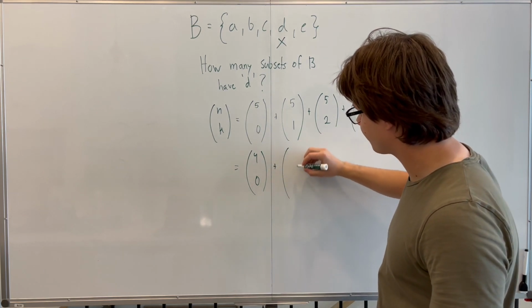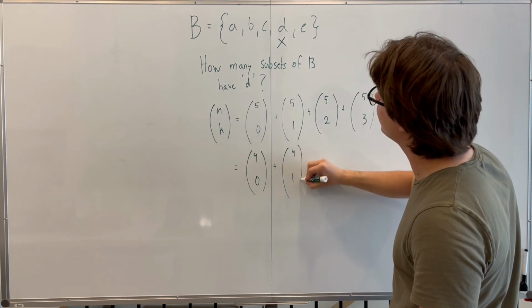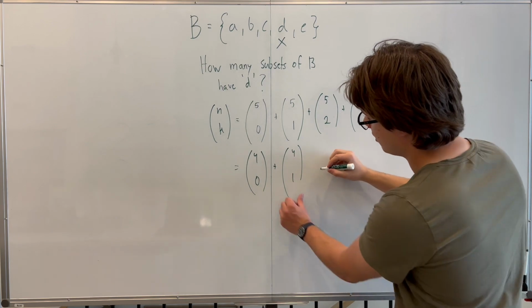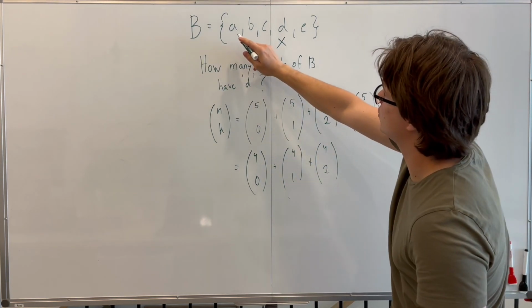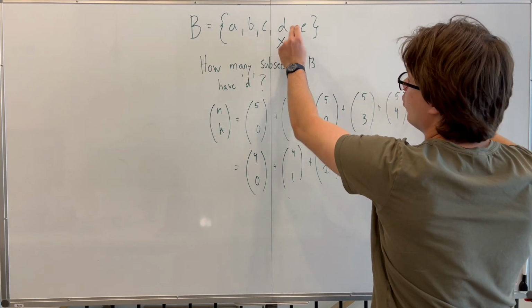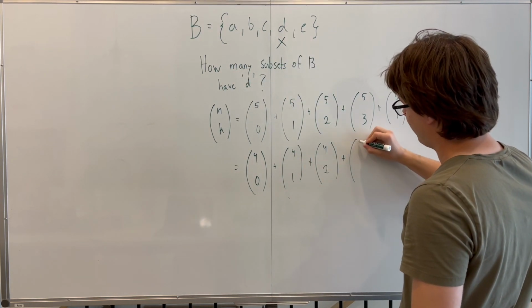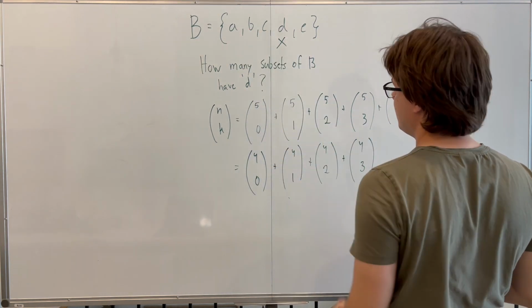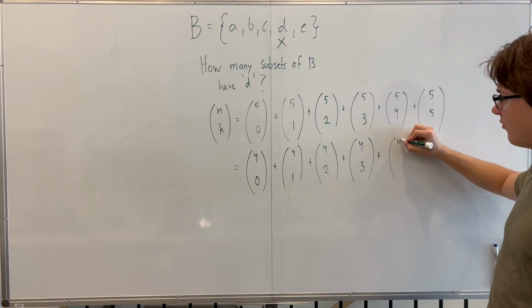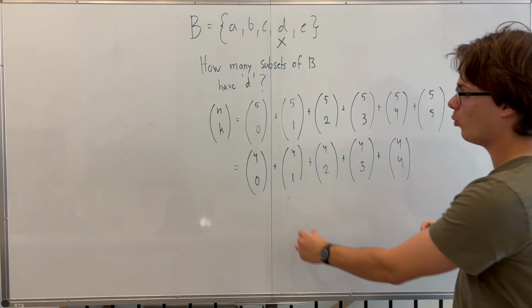You can say 4 choose 1 of the 4, A, B, C, or E. You can say 4 choose 2. You can choose a pair to be with D. You can say 4 choose 3. So we could say 3 of these will be with D. Or we can say 4 choose 4. All of them are going to be with the letter D.